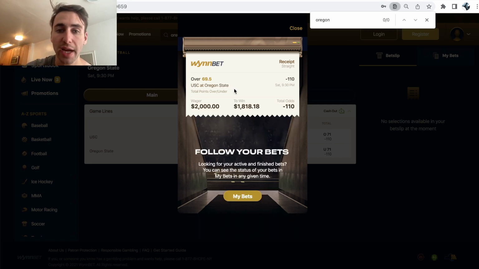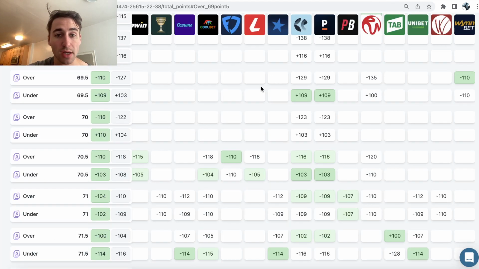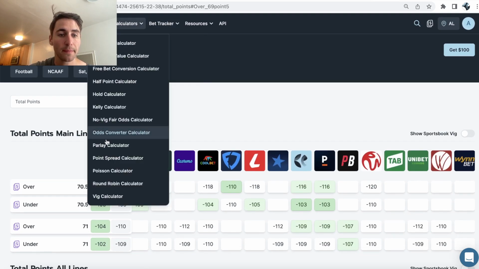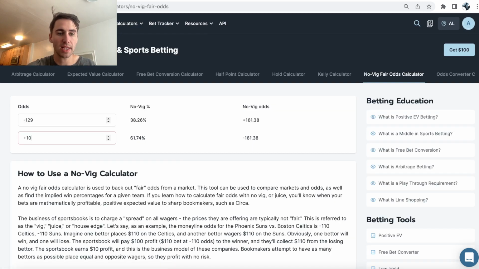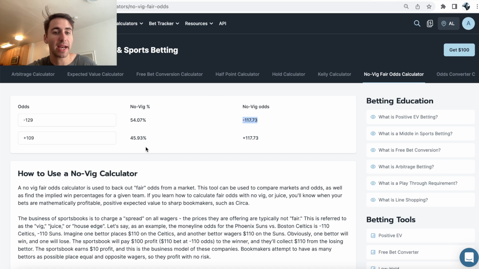So I hammered it for $2,000: USC, Oregon State, over 69.5. It was also a positive EV play. You can see Pinnacle's pricing this at minus 129, the sharpest sportsbook. So the market with the vig removed, minus 129 and plus 109, means the true odds are minus 118. We're betting it at minus 110. So that's why this bet is positive EV.